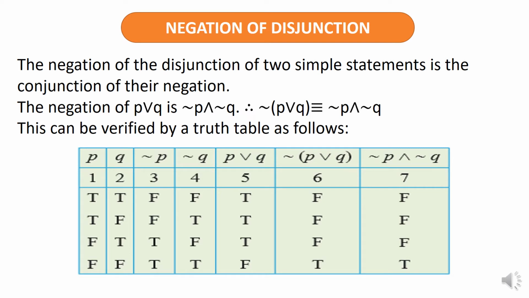Negation of disjunction. The negation of a disjunction of two simple statements is the conjunction of their negations. That means not (P or Q) is the same as (not P) and (not Q). Again, you can verify this by drawing a truth table. From the below truth table, you see that the values in the 6th and 7th columns are identical, indicating that the statements not (P or Q) and (not P) and (not Q) both are one and the same.